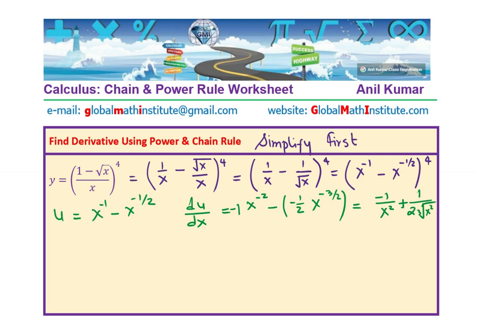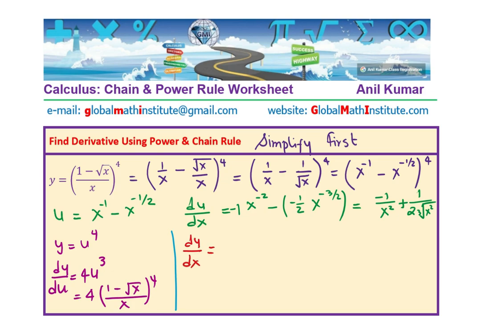Now let's look into the outside function, which is now y equals to u to the power of 4. So then what is dy du equals to? 4 u to the power of 3. Is that clear to you? Where u is all this, right? Which is 4 and u is 1 minus square root of x over x to the power of 4. Make sense?